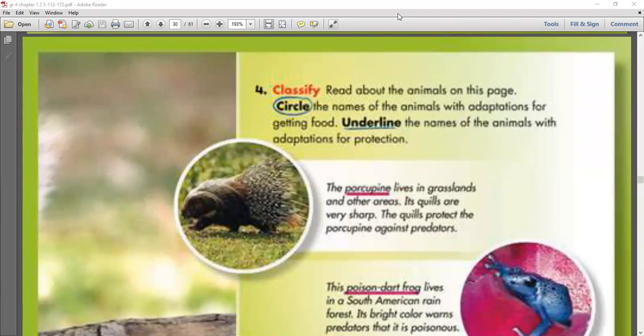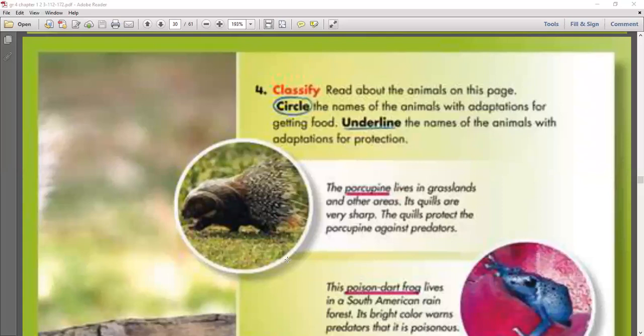I will choose 5 students to tell us the information about these 5 different animals. The first one, I choose Abdurrahman Hani. Open your mic. Yes. Can you tell us about the first animal in the first picture in your book?